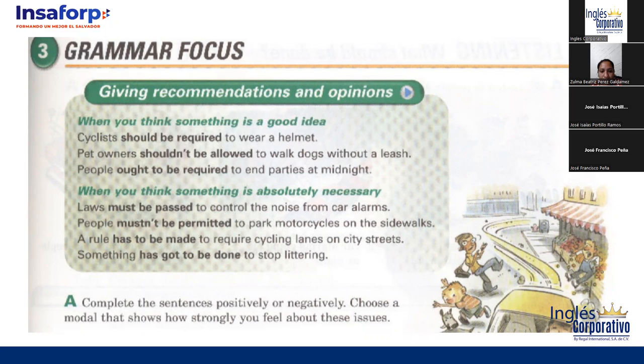So those are the different options that we have whenever we want to express that something is absolutely necessary. Must be passed or mustn't be passed. Must be permitted or mustn't be permitted, has to be made, right, or has got to be done. Okay, so then there is an exercise right down there.